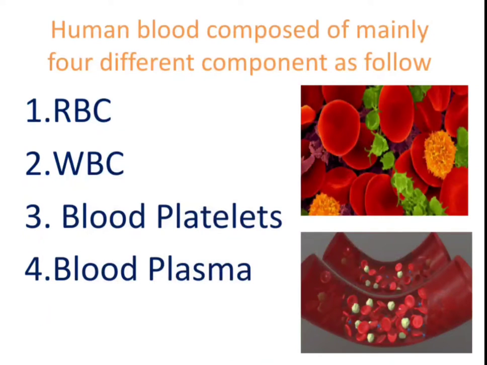Human blood is composed mainly of 4 different parts as follows. RBC is the red part of the blood, that is the red blood cell. White blood cell is the WBC, blood platelets, and the blood plasma. So if you see under the microscope, the blood cells might look like this, as mentioned in the picture.